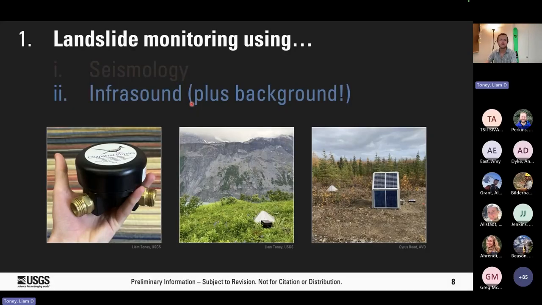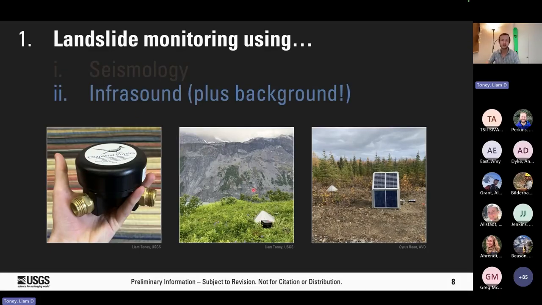So let's move on to talk a little bit about infrasound from landslides. And again, I'll talk a bit more broadly about the background of infrasound generation and propagation, just because it might be a newer technology for some. On this slide, I've got, again, some photos. On the far left, I'm holding an infrasound sensor. It's basically just a microphone, a really nice microphone that's recording pressure differences over time.